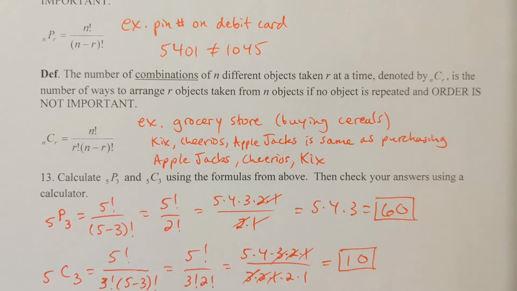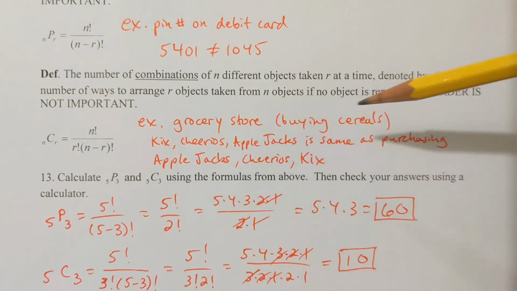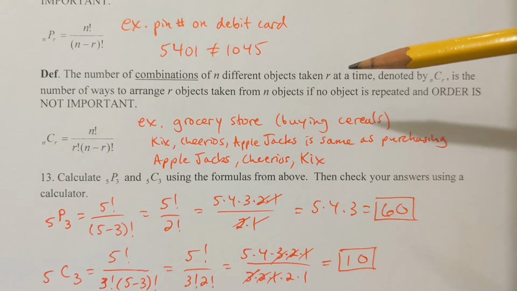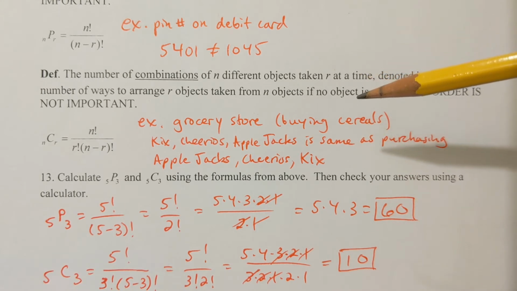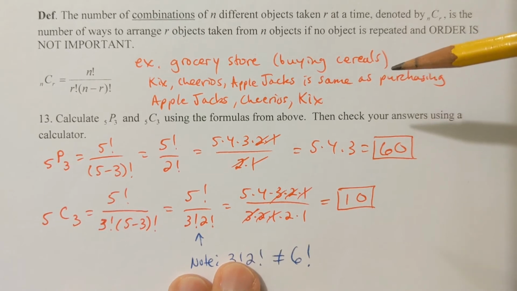order is important. Okay, now what if order does not matter? Okay, what if Kix, Cheerios, and Apple Jacks is the same thing as Apple Jacks, Cheerios, and Kix? So you don't have to count that as two different things. Okay, you only count that as one. So what if I want to compute 5 choose 3?